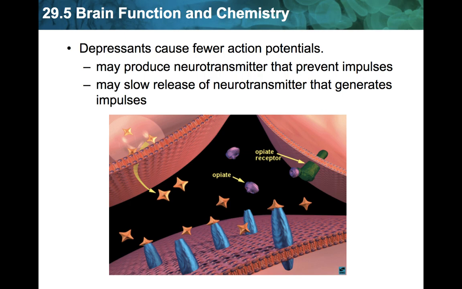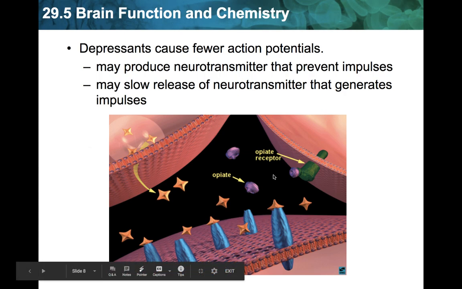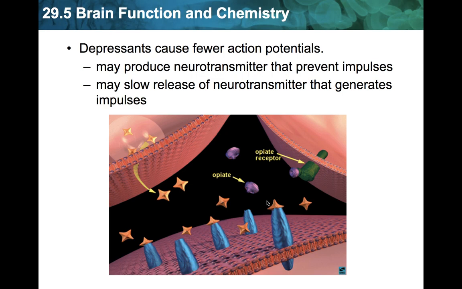It may produce neurotransmitters that prevent impulses. It may even slow the release of neurotransmitters that generate impulses. So this is using the drug category of opiates, how these are actually a depressant and they cause fewer action potentials.